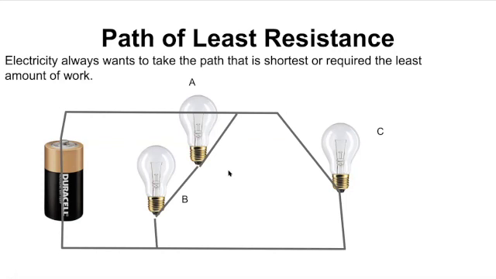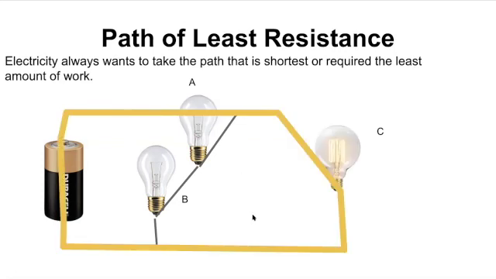Okay, let's see what the answer is. What is our electricity going to do? Our electricity is actually going to take the longer path and light up light bulb C in order to complete its circuit. Now remember, we don't only want the path that is the shortest, we want the path that requires the least amount of work. So even though our electricity has to go a little bit farther to get to light bulb C, it is still about half of the work it would have to do if it went through A and B, because there's only one light bulb.